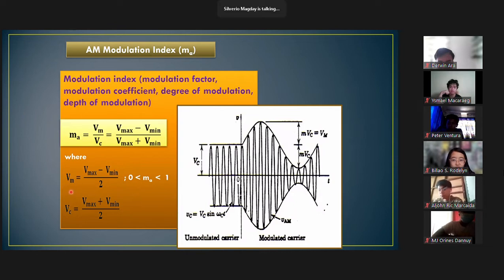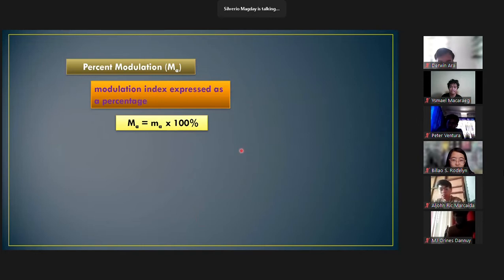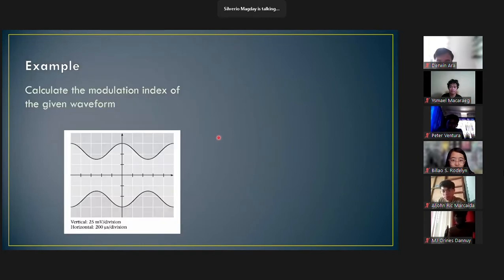Also, your Vm can also be calculated with Vmax minus Vmin over 2, or your Vc, Vmax plus Vmin over 2. And since we use the derivation of modulation, about percent of modulation, express natin siya in percentage. So your modulation index times 100%. Pwede ding waveform yung ibigay, pero most of the time hindi naman, kasi ma-effort ito eh. Calculate the modulation index of the given waveform.